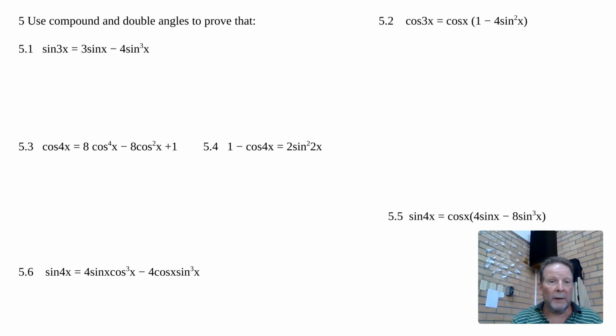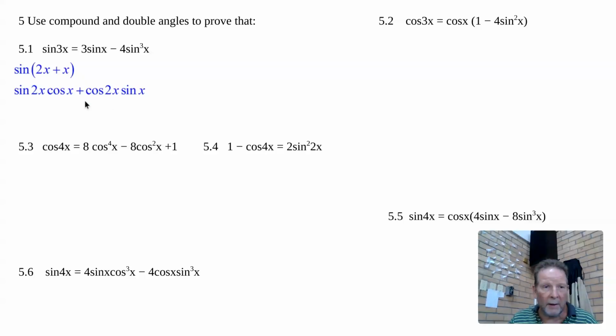Okay, now we're going to use these compound and double angle identities to prove certain things here. They give you that the sine of 3x equals 3 sine x minus 4 sine cubed x. We're supposed to prove that that's true. Well, there's a trick to this. Instead of the sine of 3x, we write it as 2x plus x. And that gives us sine 2x cos x plus cos 2x sine x.